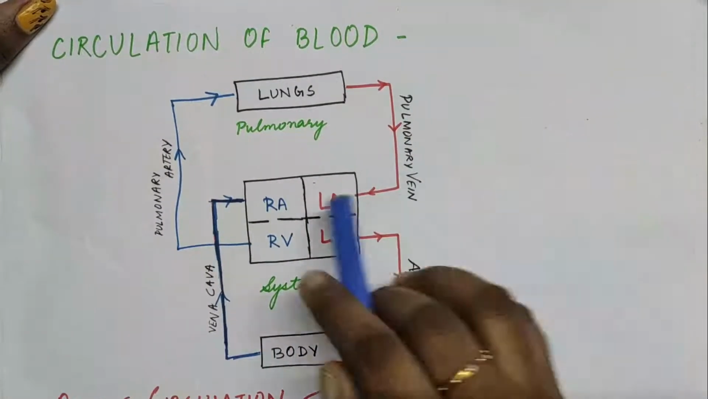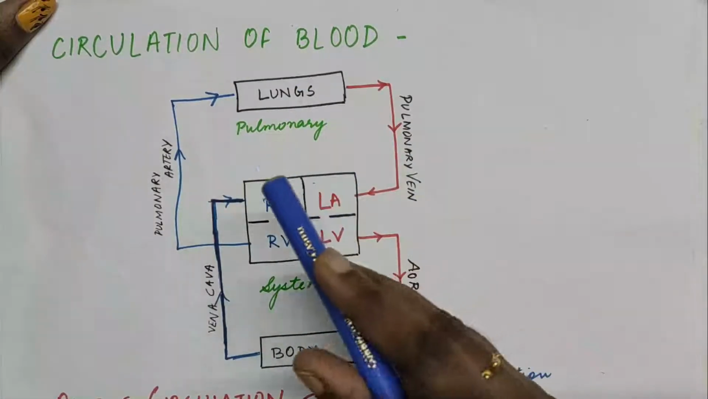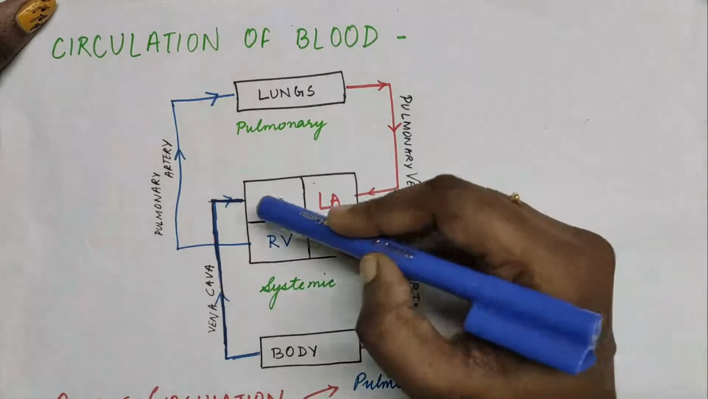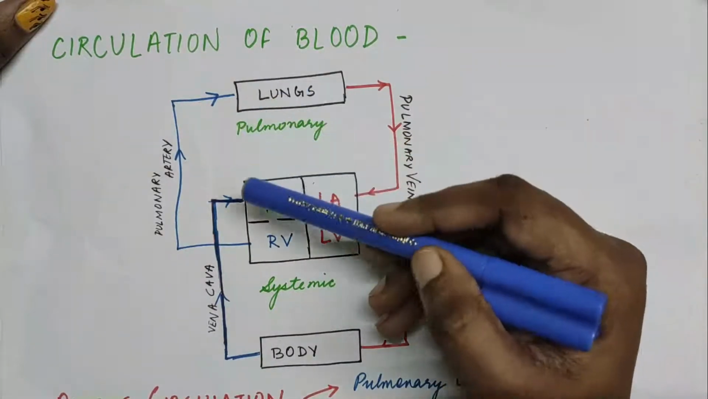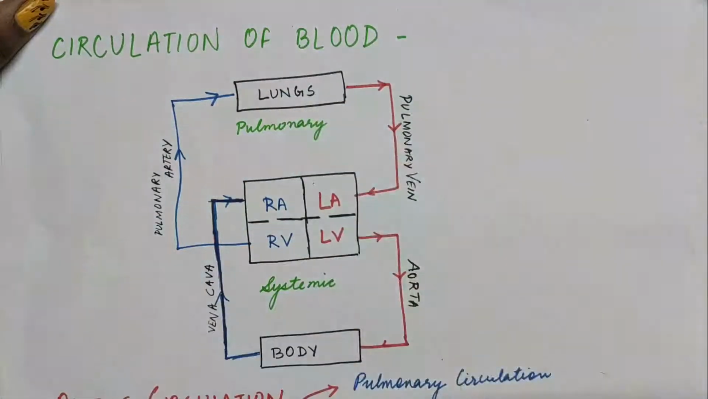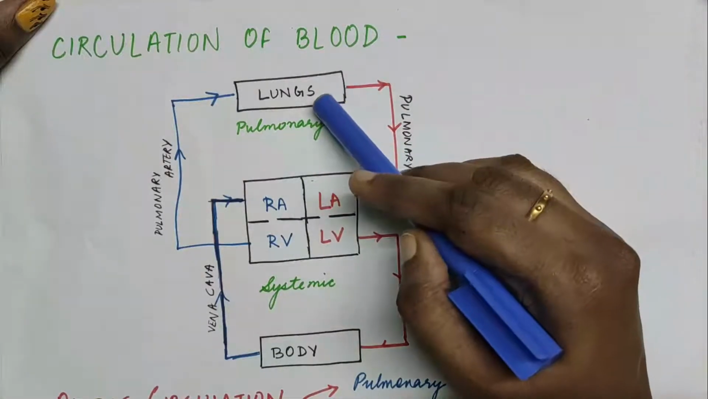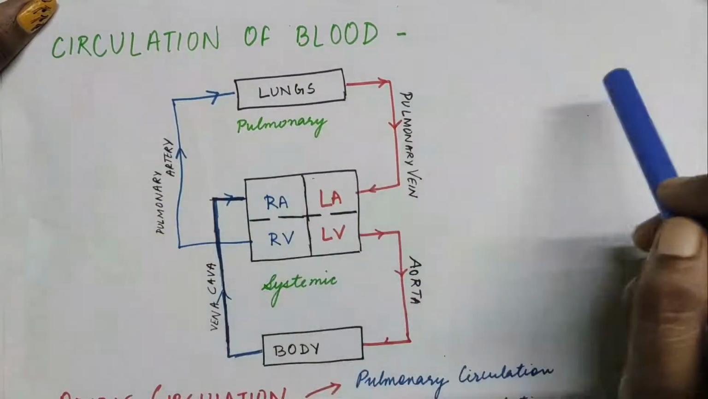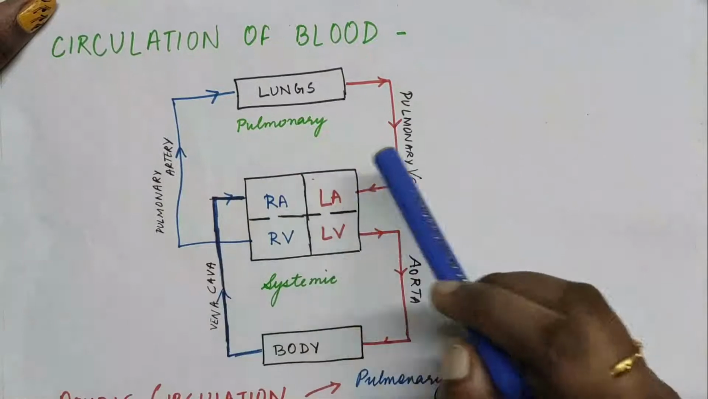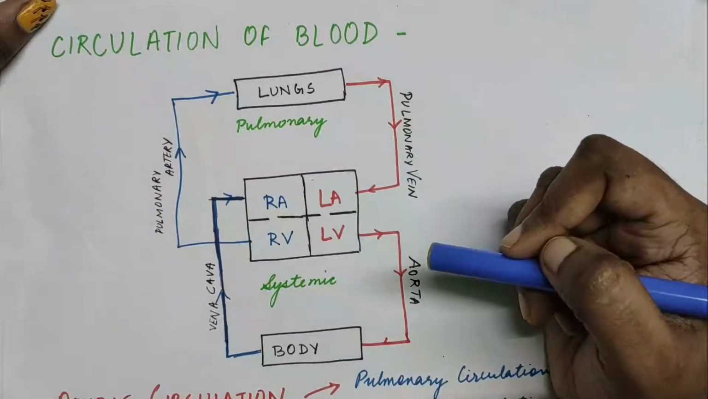Now what happens in the pulmonary circulation? As you can see, in the pulmonary circulation, the circulation of the blood between the heart and the lungs is happening, right? Why does it go to the lungs? To be purified, and exchange of gases actually happens in the lungs. So the blood goes from the right ventricle through the pulmonary artery to the lungs. This is the pulmonary circulation, and again from the pulmonary vein it is coming back to the left auricle.